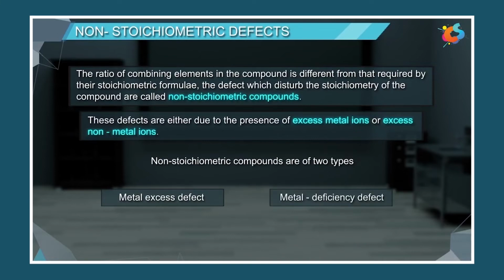So, first, metal excess defect, or we can say non-metal deficiency defects. Imperfections caused by the presence of excess metal ions, over what is required to maintain the stoichiometric composition of the compound, are called metal excess defects. These can arise in two different ways: one, due to extra interstitial cations, and the other due to anion vacancies.